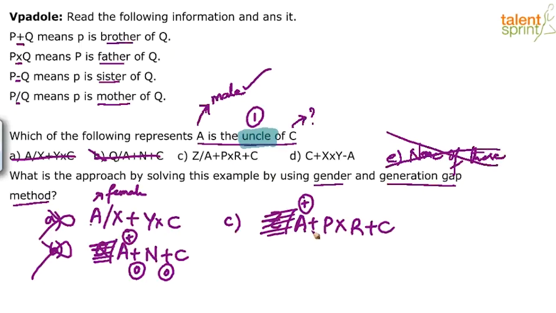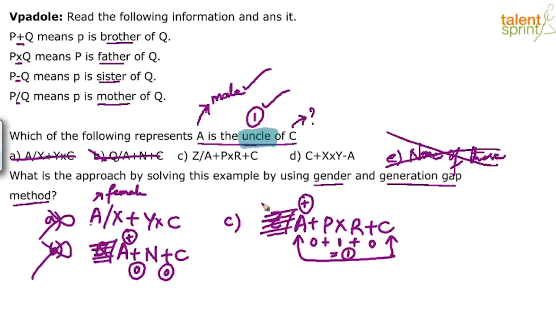Now look at the generation gap. Plus means what? Plus is brother. So generation gap is 0. Into means father. Generation gap is 1. And plus again is brother. So generation gap is 0. And overall, the generation gap between A and C is how much? 0 plus 1 plus 0. How much is that? It is equal to 1. So the total generation gap between A and C is 1 and A is a male person. Both the conditions are satisfied or not? Yes. Option C satisfies both the conditions that A is male and the generation gap between A and C is 1.